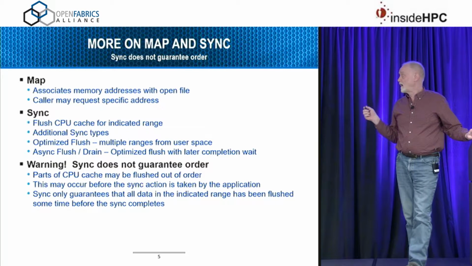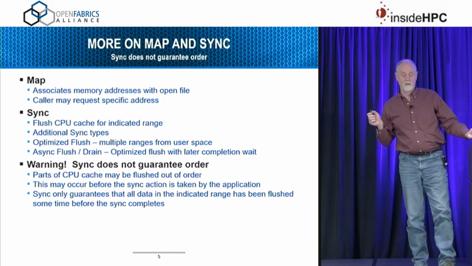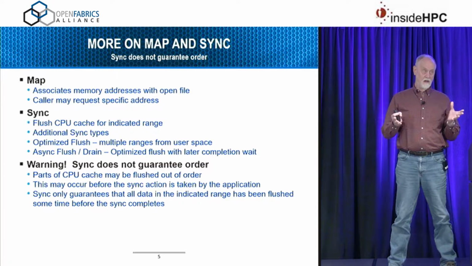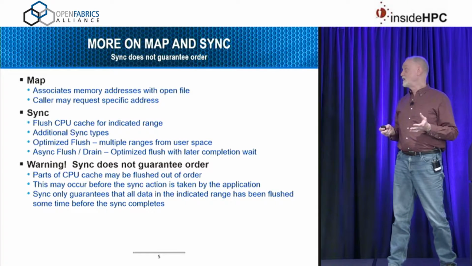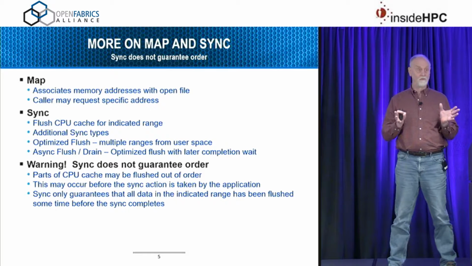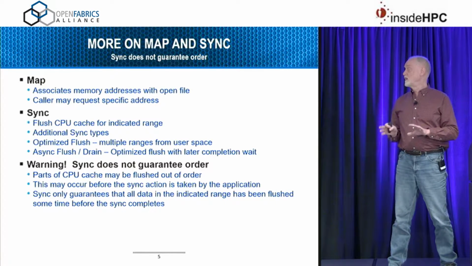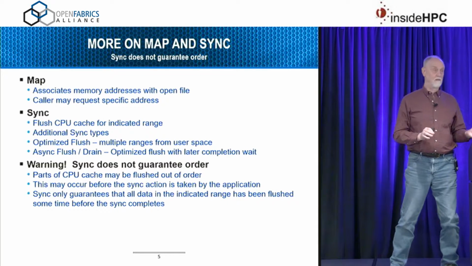Map and sync. As Andy mentioned, the mapping of a file is the most natural way to access memory as storage. And it associates memory addresses with an open file, right? This is a traditional API. Callers may request an address. Sync is a little more subtle, however.